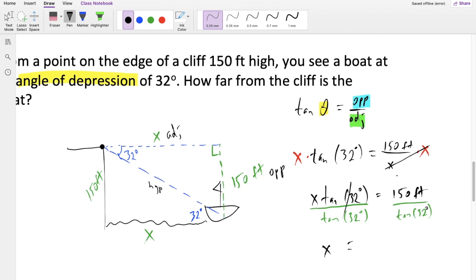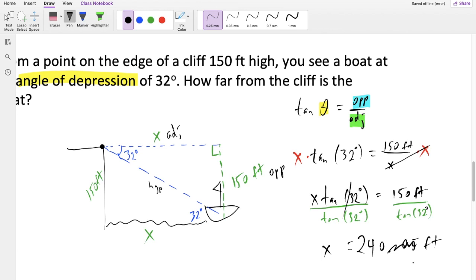So I'm going to put into my calculator 150 divided by the tangent of 32. And I get out 240.05 feet. So we can just round that and say 240 feet, because I was given units to the unit place of the feet, so I'm just going to keep my answer in the unit place as well.